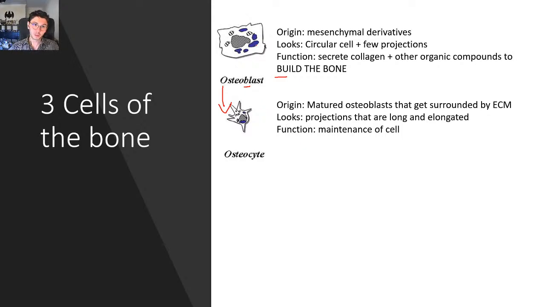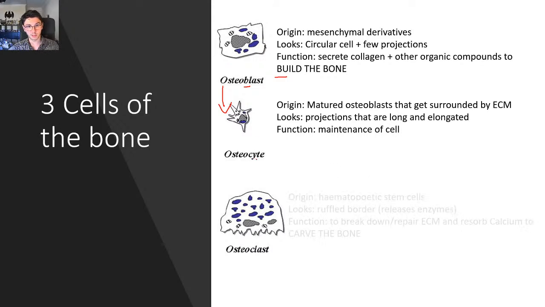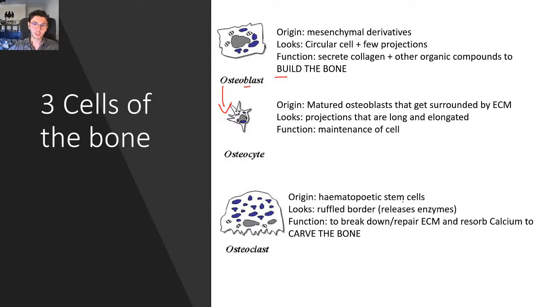So these are one sort of family. Osteoblasts become osteocytes; osteoblasts are the bone builders, osteocytes are the bone maintainers. Then we have osteoclasts. Osteoclasts are completely separate from osteoblasts and osteocytes. They're from hematopoietic stem cells, which means they're immune cells, so they're derived from the bone marrow.